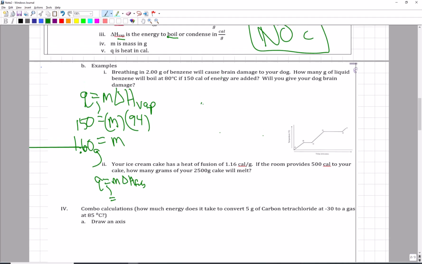500 calories. Q is in calories. That's the heat. How many grams of your 2,500 gram cake will melt? That means I want to solve for M. Even though it says the cake's 2,500, not all 2,500 will melt probably. And my heat of fusion is 1.16. So I'm going to solve for M. And 500 divided by 1.16 is 431 grams will melt.